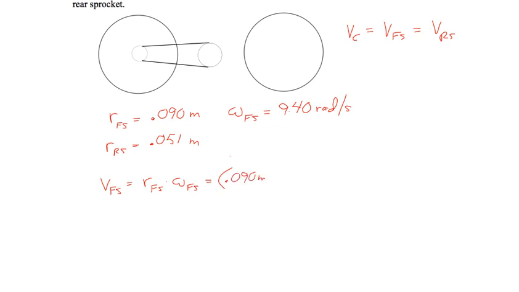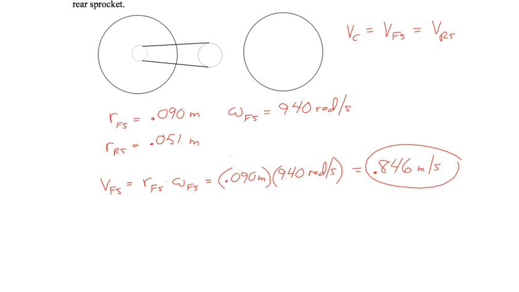So that's going to equal 0.090 meters times 9.40 radians per second. Now remember, this is like a meter per radian, so the radians will cancel out. I am going to get my answer in meters per second when I solve this. And that came out to be 0.846 meters per second. So there's your answer for part A, because if I know the velocity of the front sprocket, I know the velocity of the rear sprocket and the velocity of the chain.